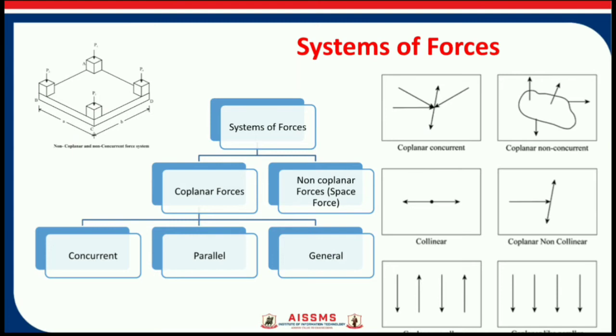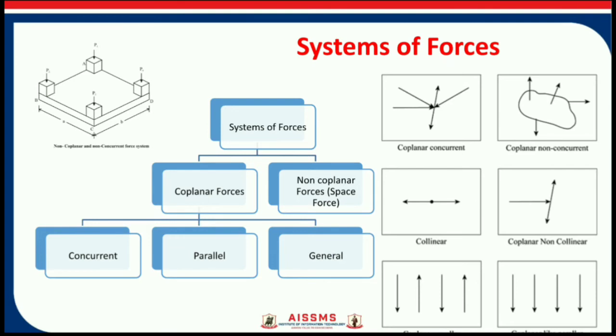That means all these forces, they are acting in the same plane, but if they are passing through one single point, then such a system of forces is called as coplanar concurrent system of forces. And if they are not passing through a single point, then we can classify them as coplanar non-concurrent system of forces. Further, the example shows collinear system of forces and coplanar non-collinear system of forces. Collinear system of forces, all the forces they are passing through a single point.